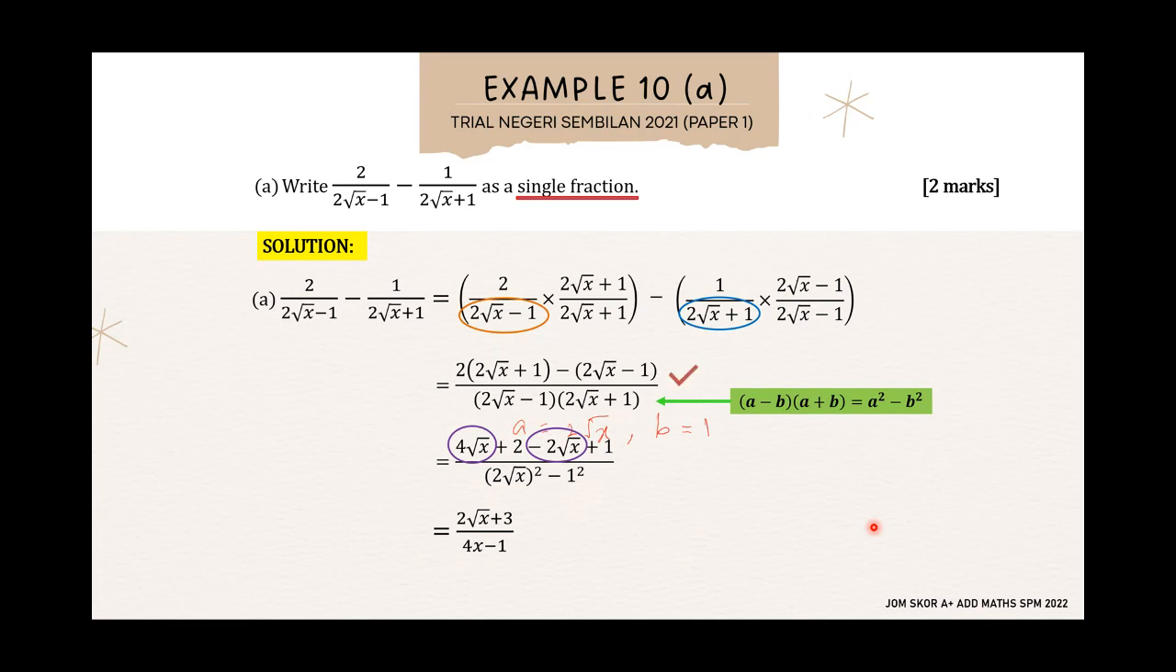Yang pertama adalah markah pada you boleh darabkan dengan conjugate set yang betul. Okay. Maka yang kedua, of course, pada nilai jawapan. Okay. Kita tengok pada soalan B pula. Masih lagi dalam trial negeri 90,000.